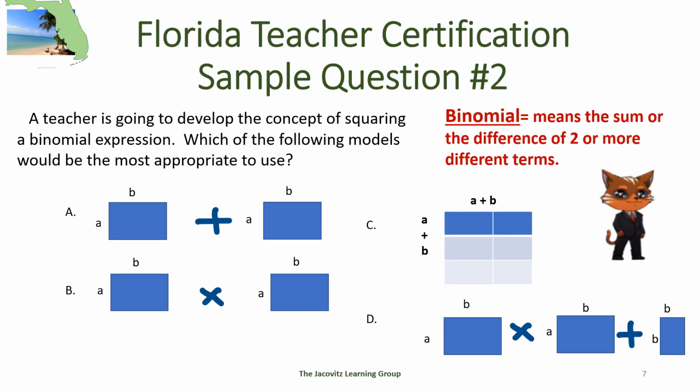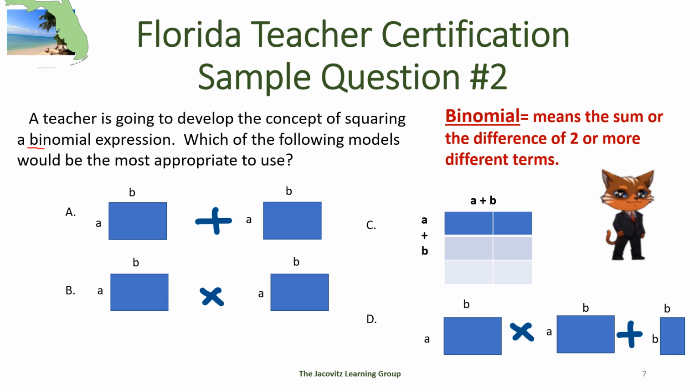All right, let's go over sample question 2. A teacher is going to develop the concept of squaring a binomial expression. Which of the following models would be the most appropriate to use? For those of you who took elementary ed and think, hey, I'm going to a private school or a charter school and I have to now do 5 and 6, or if they're getting ready to do something else and you're thinking I need the certification for 6 through 7 in case they're going to switch me into 3 grades.